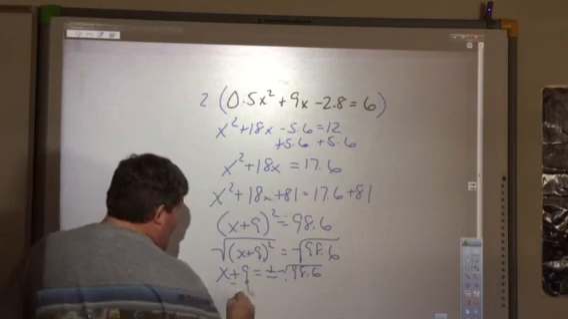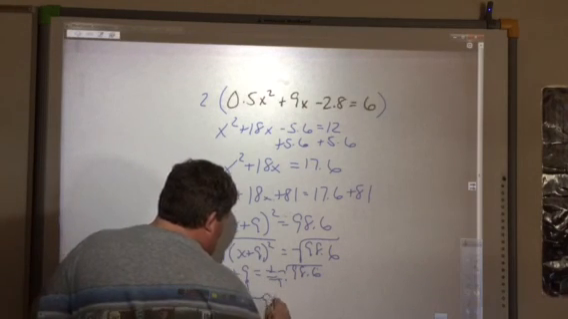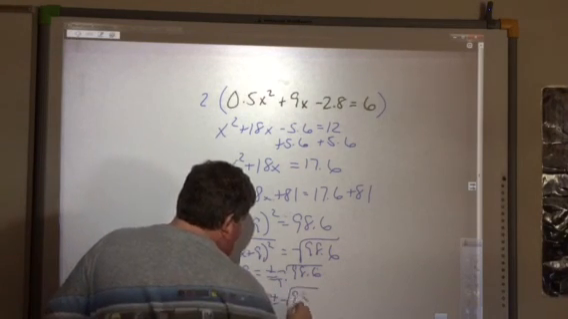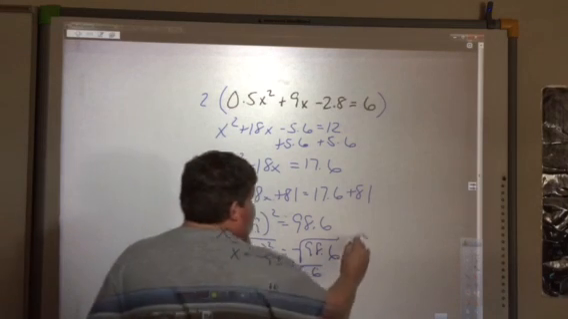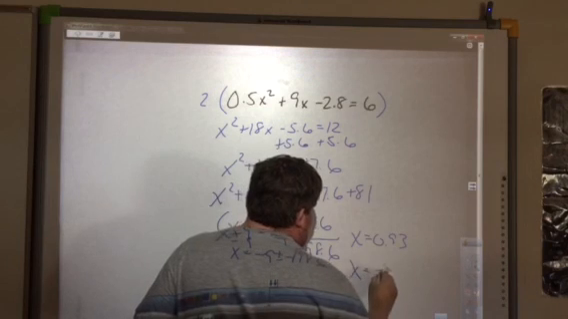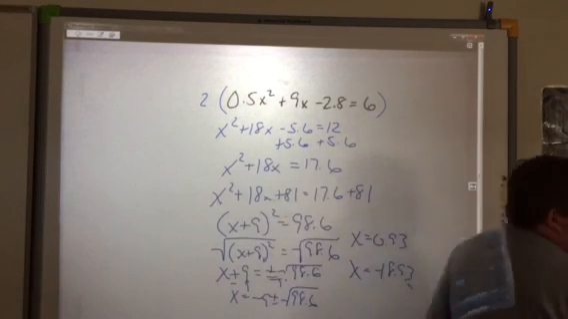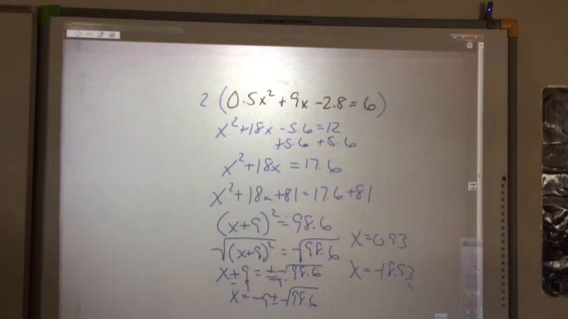We subtract 9 over, so x equals negative 9 plus or minus the square root of 98.6. So x is equal to 0.93, or x is equal to negative 18.93. So hopefully those help with 934 Part B.